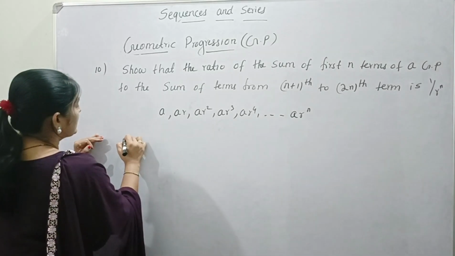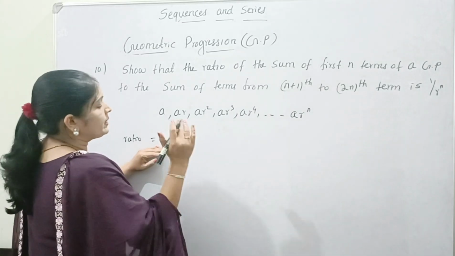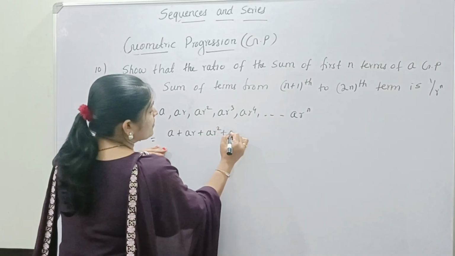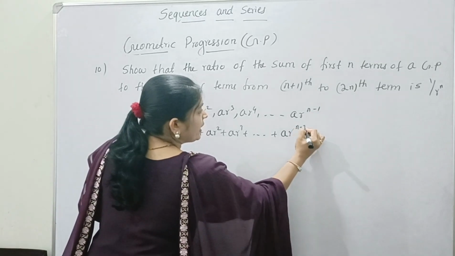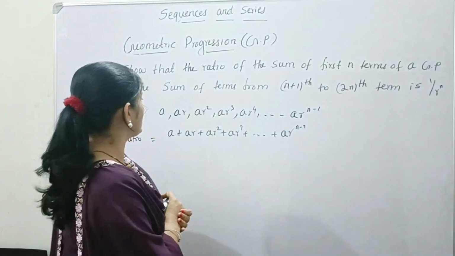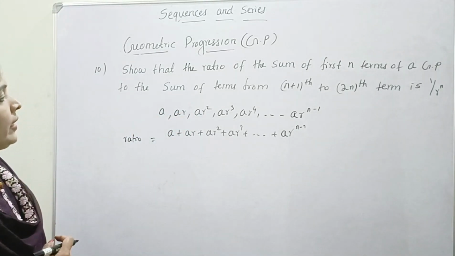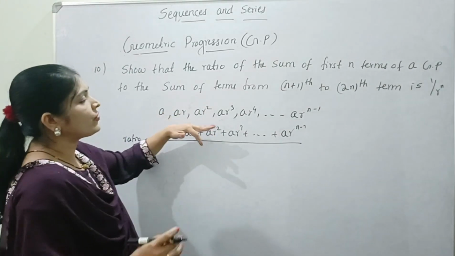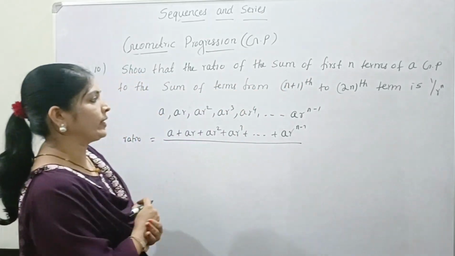So the ratio is equal to the sum of first n terms, that is a plus ar plus ar square plus ar cube plus etc. plus ar raised to n minus 1. If there are n terms, the last term will be ar raised to n minus 1. Don't be confused, because the first term is a, r starts from the second term. That is divided by the sum of the terms from n plus 1 to 2nth term.